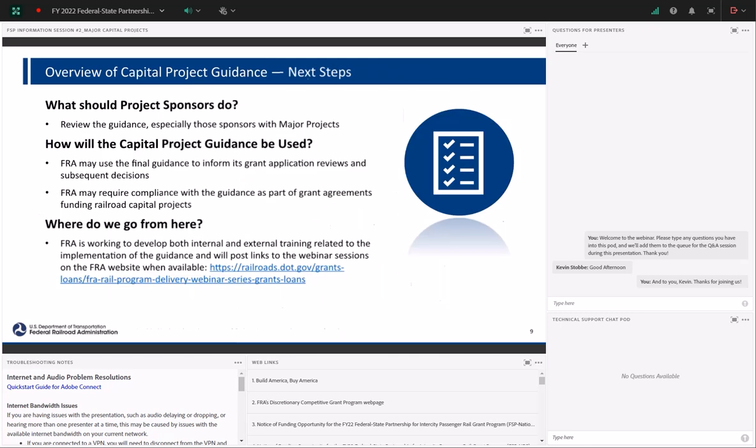So where do we go from here? It was a great effort. FRA was able to publish the capital project guidance earlier this year. But that's not the end of it, right? So we have this great guidance. What do we do next?